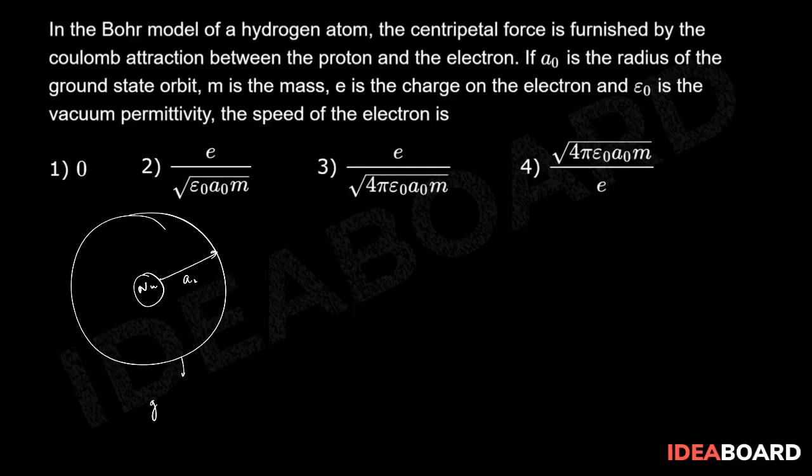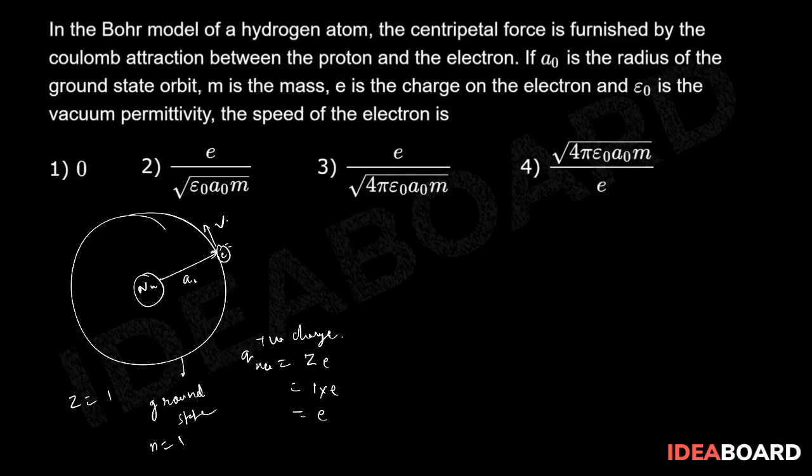So ground state suggests n is equal to 1, correct? So there is an electron like this which is revolving with velocity v. They are asking the velocity or speed of this electron. Now we know that if this is the hydrogen atom, then z is equal to 1. That means charge on the nucleus, q nucleus is equal to z into e, 1 into e, which will be the electron's charge magnitude. So obviously nucleus will have the positive charge.